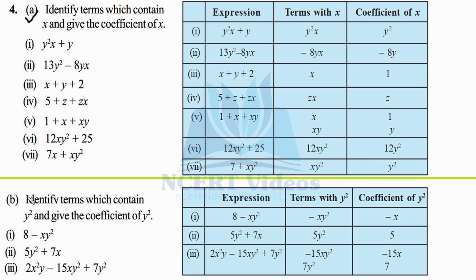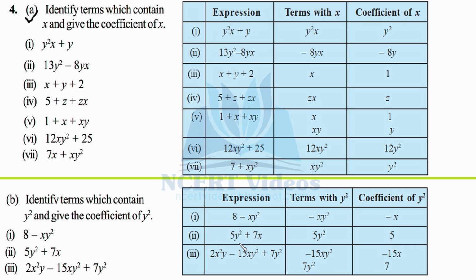B part. Identify terms which contain y squared and give the coefficient of y squared. Now, again, creating the same table, writing the same headings, and jotting down the questions. First part. In this, we have to write terms with y squared. So here we have y squared, we will consider this term, that is minus xy squared, and the coefficient of y squared, because we are asked to find it, is every other thing except y squared. So we have minus x, so writing minus x.